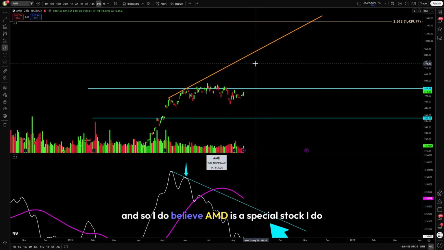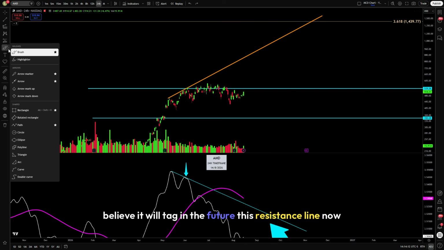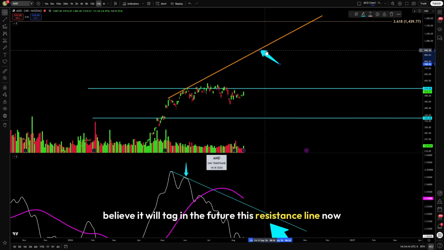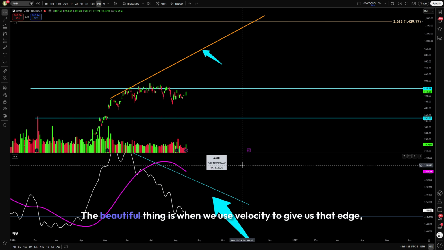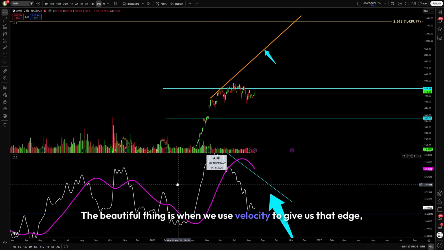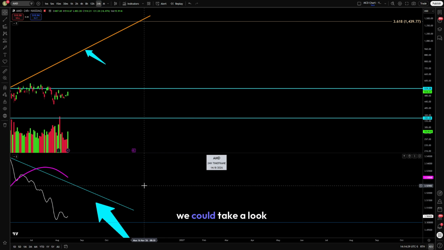And so I do believe AMD is a special stock. I do believe it will tag this resistance line in the future. Now, if you're trying to time the bottom on AMD, it's one of the hardest things to do, timing a bottom on a stock. The beautiful thing is when we use velocity to give us that edge, we can objectively determine when that momentum shifts and when it's going to be the best risk to reward timing to time that bottom.